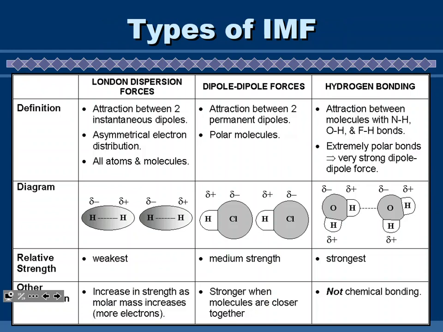You have to be near something with an electron cloud to create the dipole. When you're not, then it goes away, and then you don't really have any force holding it together. So these guys are going to be very weak. They're going to have low boiling and melting points, okay, because they don't have a whole lot of strength holding them together.